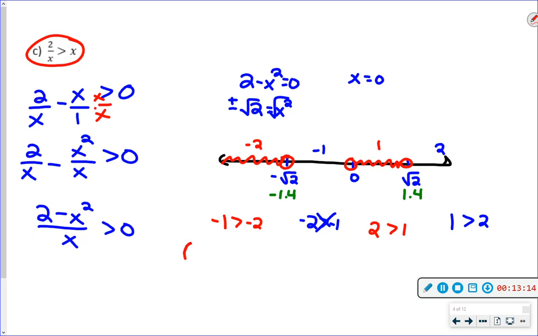Smallest answer, negative infinity. Then we stop there, negative. I'm going to use root 2, the exact answer, of course, not the decimal. And then we have, or this other one, 0 to square root of 2. Square root of 2, I should have said.